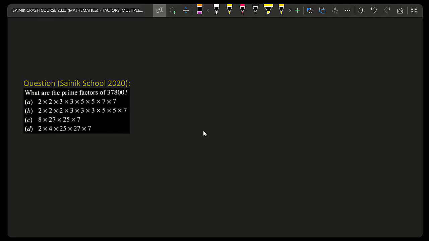Mayuk, do you want to give the answer? Shall I write the number 37,800? Yes. Which method are you going to use, the continued division method or the factor tree method? The continued division method. Which number do you want to divide by? 2. Okay. If you divide by 2, what quotient are you getting?